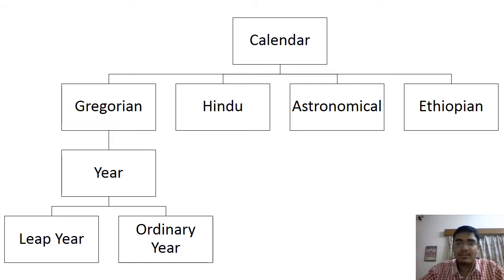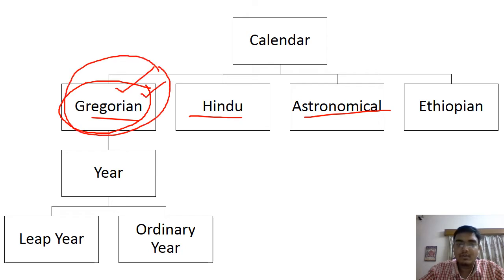That is because when that event occurred, they were using the Julian calendar. So according to that, it was Sunday. While what we are using at present is the Gregorian calendar. So according to that, it is Monday. There are many types of calendar. We have the Gregorian calendar, the Hindu calendar, the astronomical calendar, and many more. But the most widely used is the Gregorian calendar, and this is the calendar we are going to discuss further.